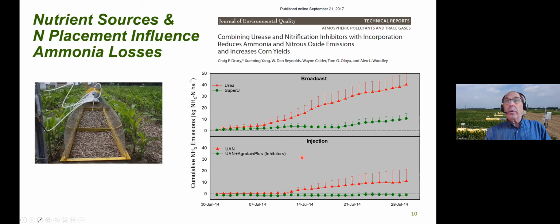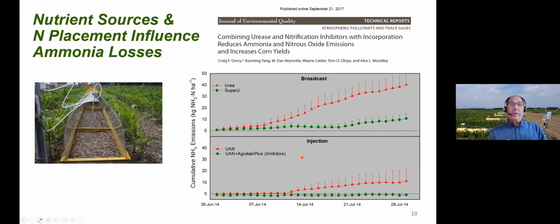So I'm going to take you through 3 or 4 different studies and give you examples of the comparisons of what I've done and how this has impacted the results. Now, as you know, there's a lot of options here. We can look at different sources, whether it's urea or UAN.